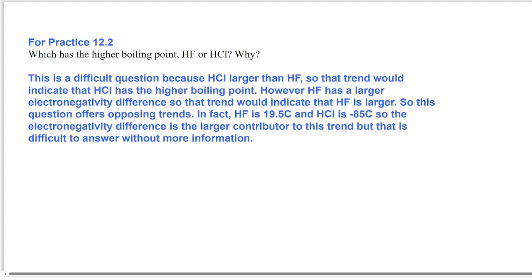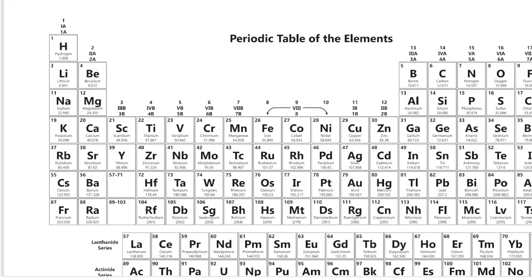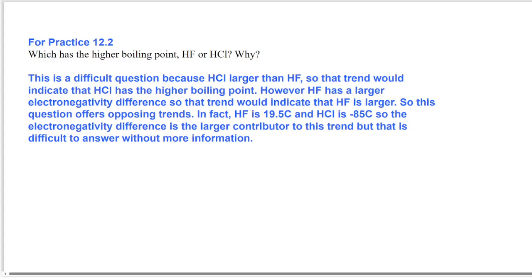But we did learn earlier that the larger atom is going to have the higher boiling point. So I wanted to point out that this is really an opposing trend, and I wouldn't really want to give you a question like this on purpose. But the electronegativity difference here overwhelms this atom size difference, and therefore HF has a higher boiling point.